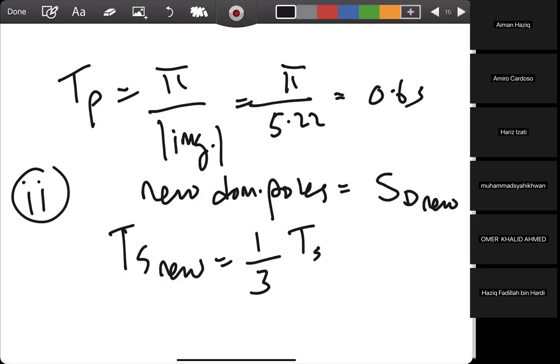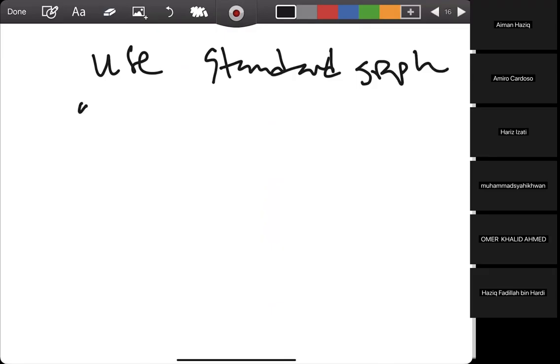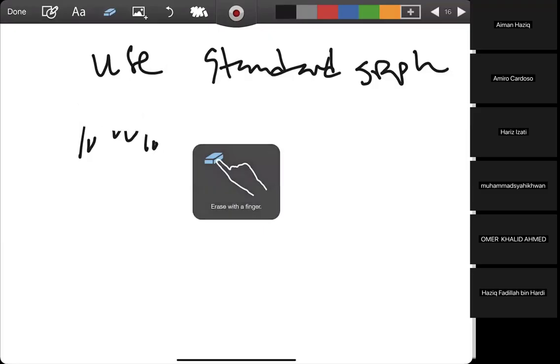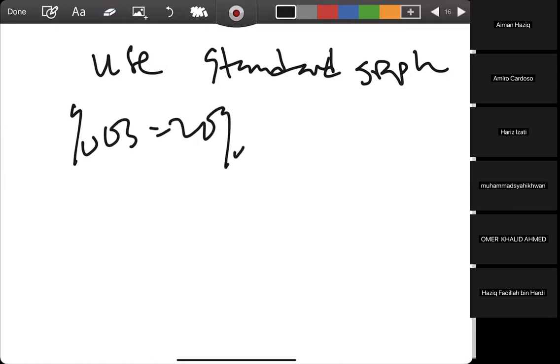Okay, so therefore use the standard graph, which is 20% overshoot, equal to zeta 0.45. Okay.